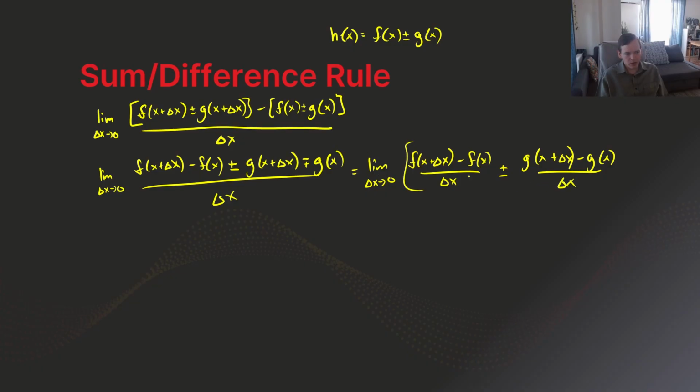And if you look at this all together, you'll notice this first term is the derivative of f of x. The second term is the derivative of g of x. So we have, that shouldn't be a limit. It should just be f prime of x plus or minus g prime of x. And that's what we saw before on the sum and difference rule.